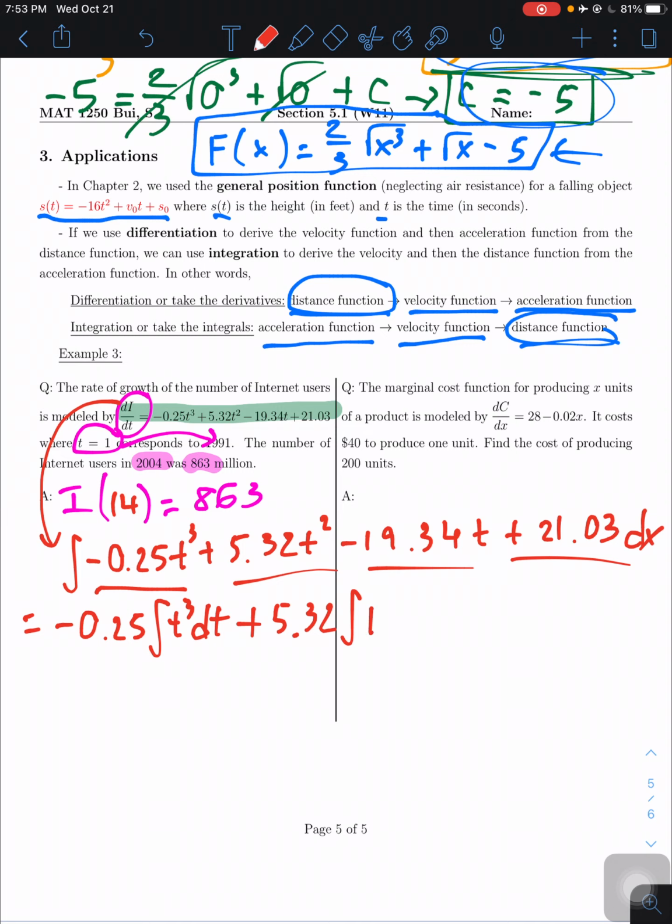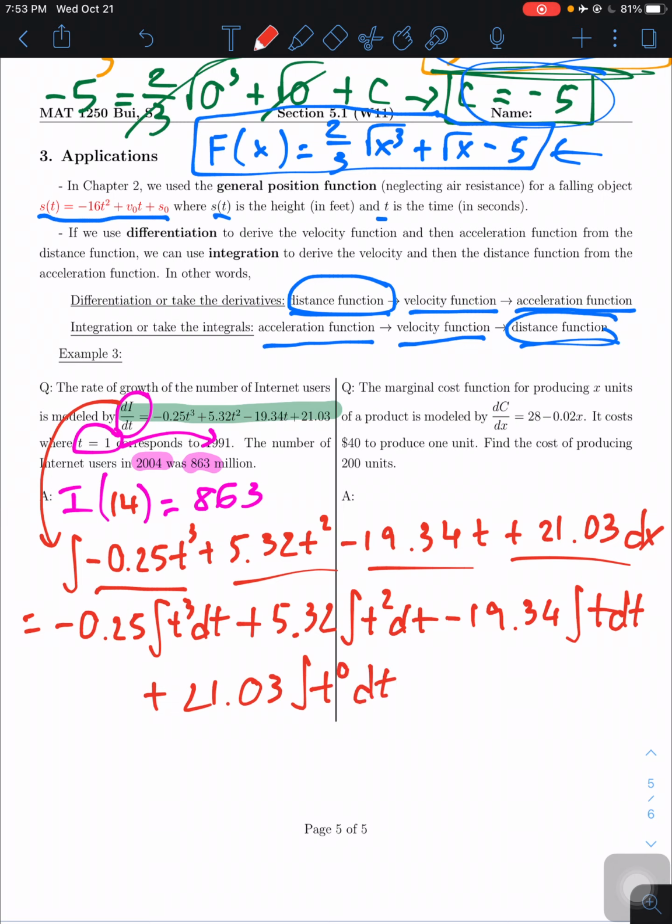5.32 integral of t squared dt minus 19.34 integral t dt, and then lastly plus 21.03 times nothing. So we're going to have t to the 0 and then dt. Okay, and I think this one is supposed to be a t, not an x, but it's just habit. Okay, so how do we do it?